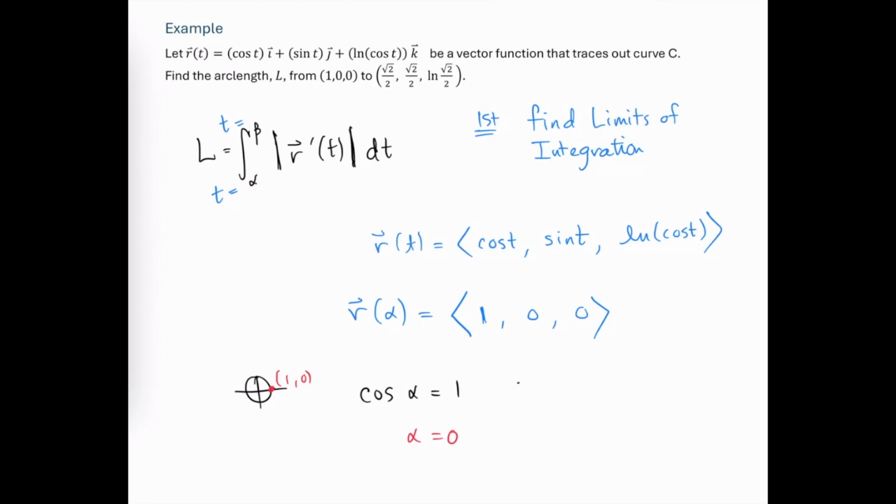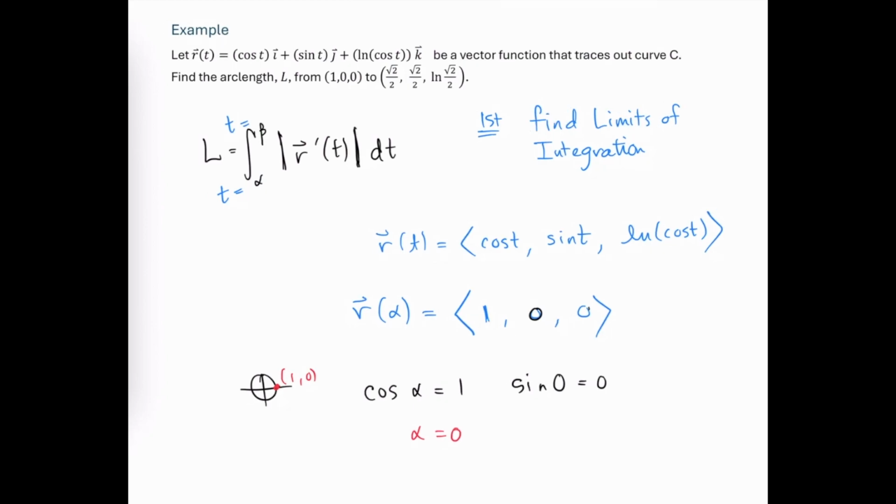Does alpha equal to 0 also make the sine value equal to 0? Yes, it does. And would alpha equal to 0 also make the ln of the cosine equal to 0? Well, the cosine of 0 is 1, and the ln of 1 is equal to 0. So we do see that our lower limit alpha should be 0.